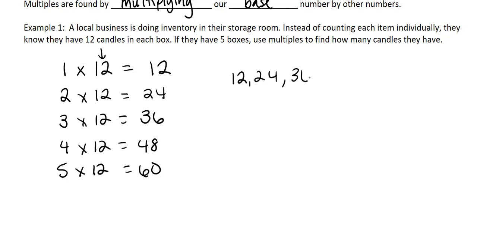Another way is to just write it like this. So this is box 1, box 2, box 3. If you include all of them, we have 4 boxes, and we have 5 boxes, that'd be 60.